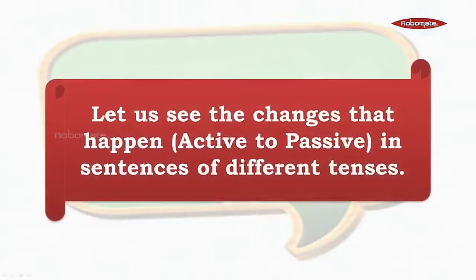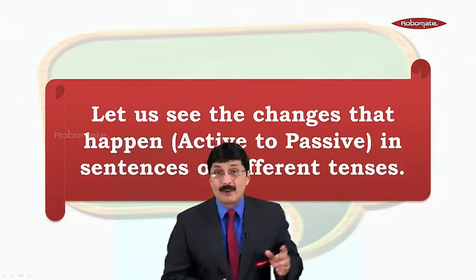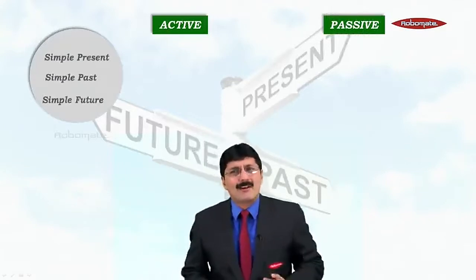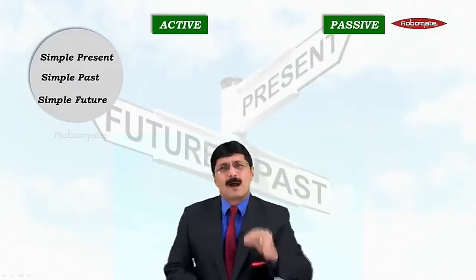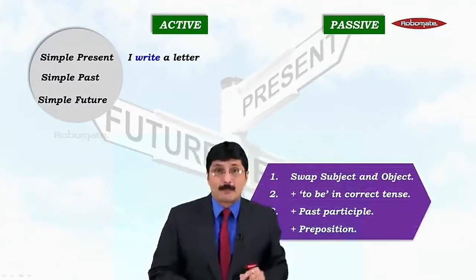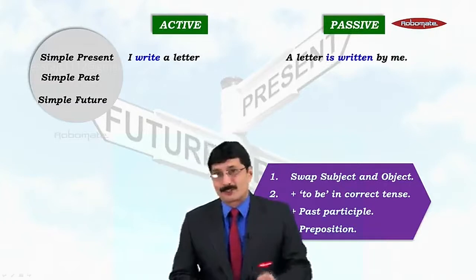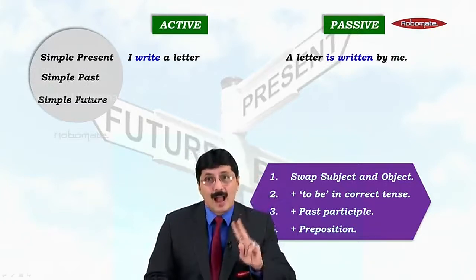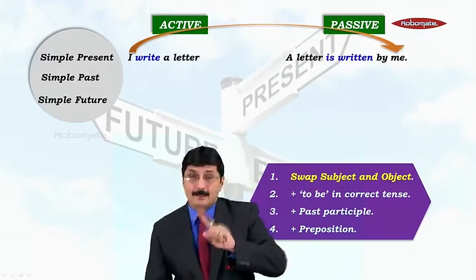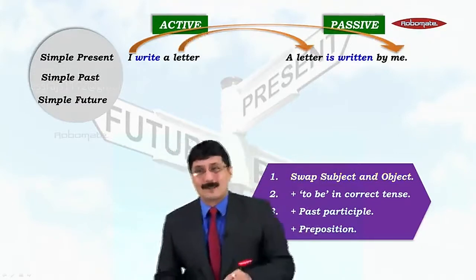Moving on. Let's see the changes that happen from the active voice to passive voice, keeping in mind the different tenses. So here we are. Let's tackle simple present, simple past, simple future. I write a letter. The 4 changes. Swap subject and object, put to be in the correct tense, add past participle, and of course the preposition by. So here it is. I write a letter. First, swap subject and object. I, subject, has become me, object. Letter, object, has become a letter, subject.